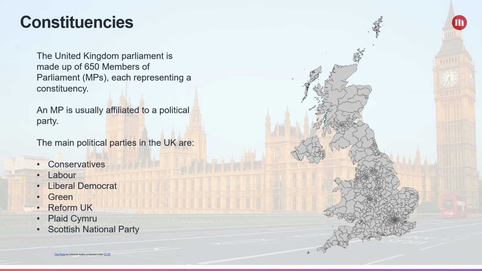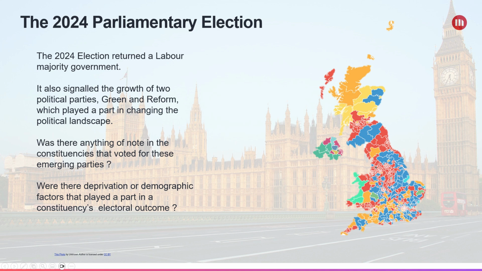The UK Parliament consists of 650 members of Parliament, each representing a constituency, which is an electoral area. The main political parties in the UK are Conservatives, Labour, Liberal Democrats, Green, Reform UK, Plaid Cymru, and Scottish National Party. The 2024 election returned a majority Labour government, but it also signalled the growth of 2 political parties, Green and Reform, which played a part in changing the political landscape.